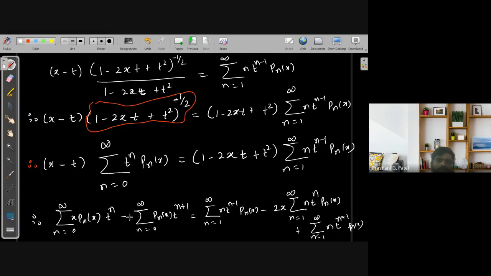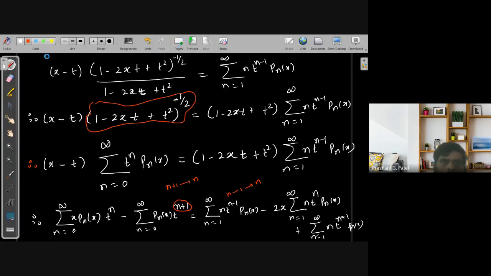Now, if you compare the coefficient of t power n, what we get here, I have to replace, this is n plus 1 there. So for that, if I want n here, here also I need n, here also I need n. So I need to replace this n by some other quantity. So here n plus 1 I am just replacing by n. Here I am replacing n minus 1 by n, and here n plus 1 is replaced by n.